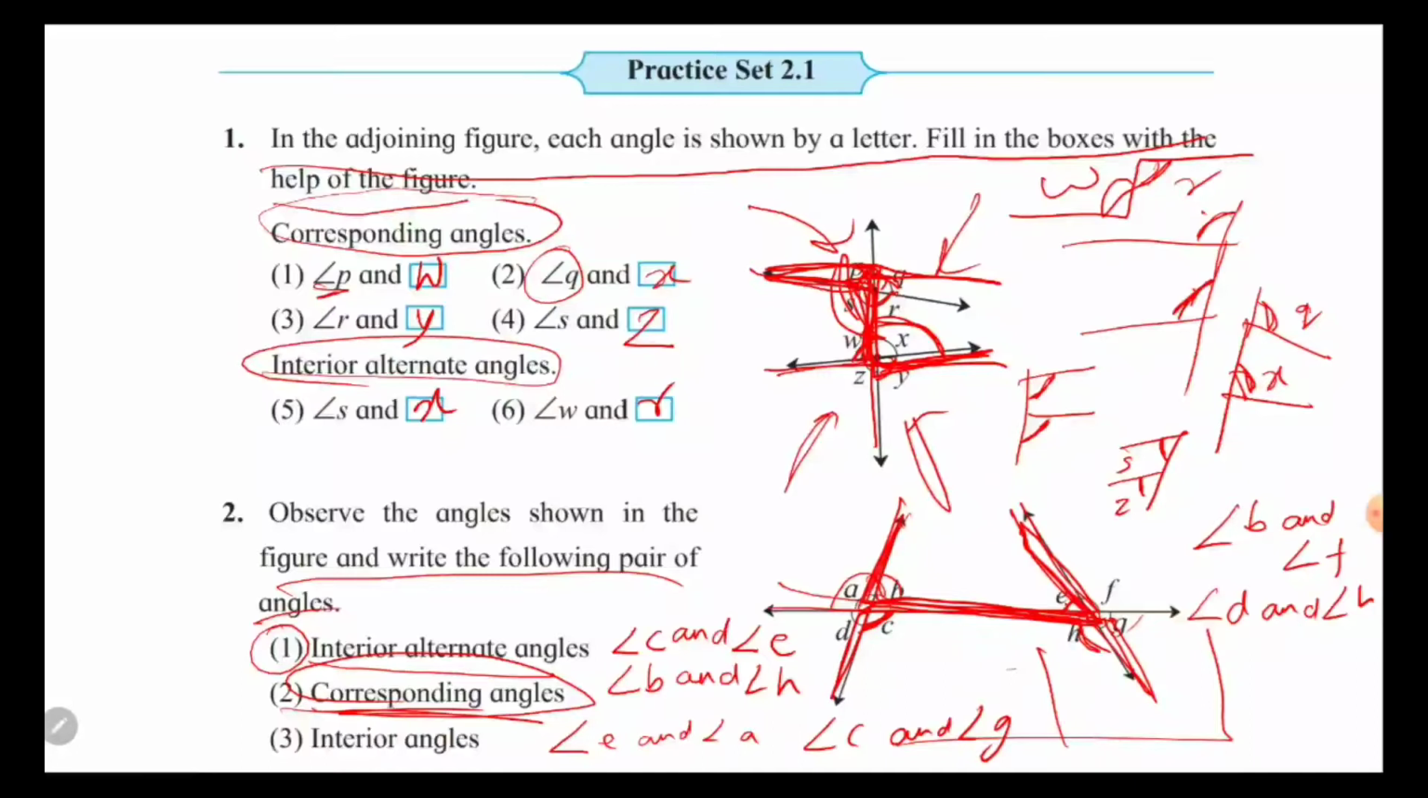Now what is the third question? Third question is interior angles. Okay, so what are the interior angles? As I said you that this and this, these four will be what? Your exterior angles. So this angle, this angle, this angle and this angle are the remaining which are interior angles. So you have to write it on your own that angle C, angle B, angle E and angle H are what? Interior angles. Okay, so here we are finishing our practice set 2.1.